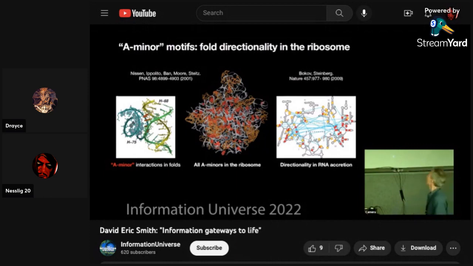Okay. So this relation is inherently directional. Konstantin Bokov and Sergei Steinberg said, let's make a directed graph of all of the A minor interactions, and let's find out whether it's cyclic or acyclic. And it turns out it is acyclic, which means that there's a center and there's a surround.